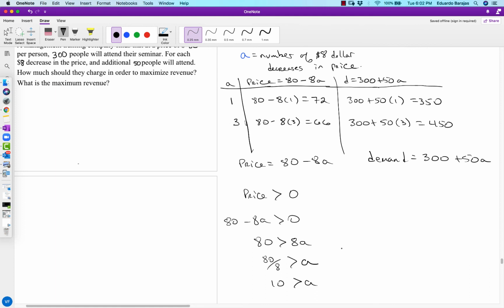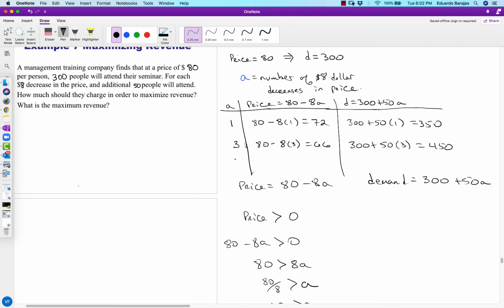Okay. Now, can A be a negative number? What would happen if I come back over here and replace A with, say, -1? What am I really doing? Well, then I would be doing 80 minus 8 times -1, minus 1, which means I would be adding, right? The price at that point then would be 88.